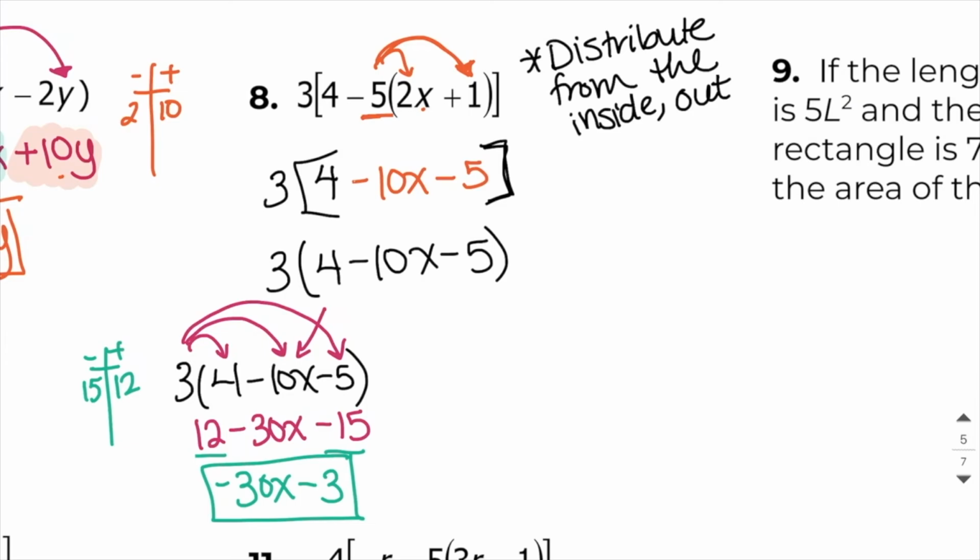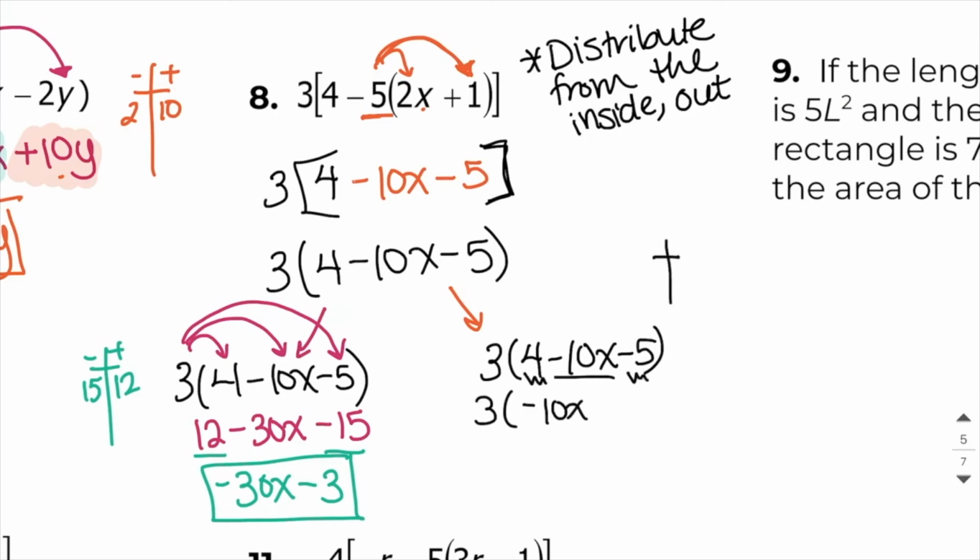Now, another option that you have is you can actually collect your like terms inside the brackets first. So for example, right here, I've got this negative 10x, nothing is like it, so I'm just going to copy that down. Then I've got 4 and negative 5. So team positive won the 4 points, team negative won the 5 points, so team negative won by 1 point.